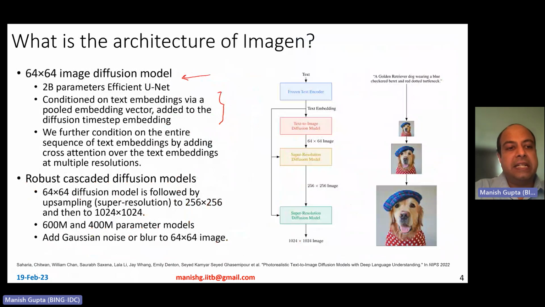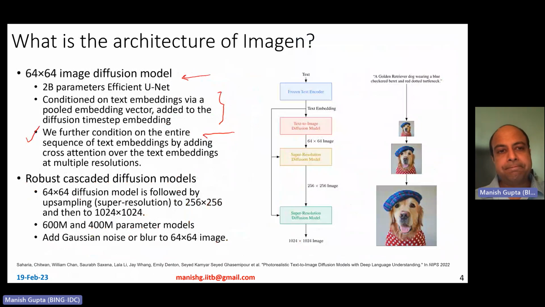We further condition on the entire sequence of text embeddings. Text embeddings typically are used in diffusion models in two parts, right? One is added along with the diffusion timestep embedding, and the other influences the attention which is computed for the attention layer. So you further condition on the entire sequence of text embeddings by adding cross attention over the text embeddings at multiple resolutions. So at multiple resolutions, you have those attention layers and you add them.